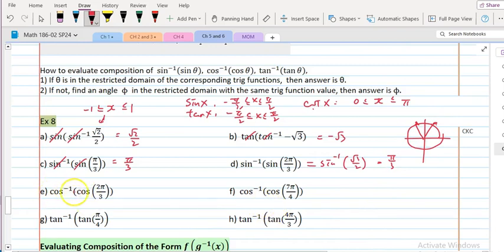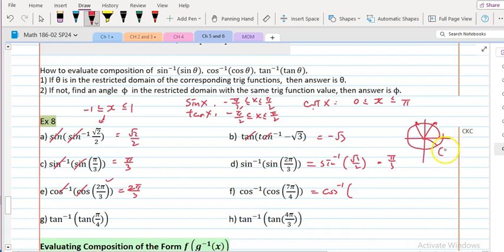The same for cosine inverse. So cosine inverse of cosine 2pi/3: is it between 0 and pi? Yes, so this is within the restricted domain, so it can cancel, and it is 2pi/3. But if I do 7pi/4, which is here, it is not within the restricted domain of 0 to pi, so I have to evaluate cosine 7pi/4.